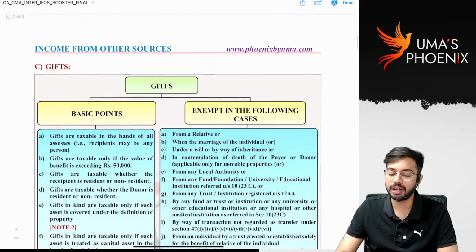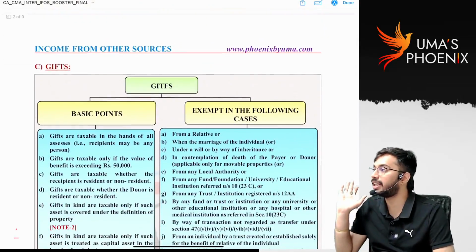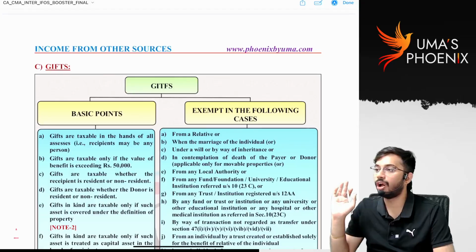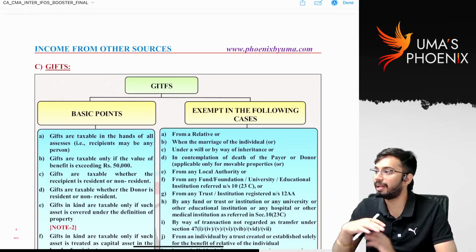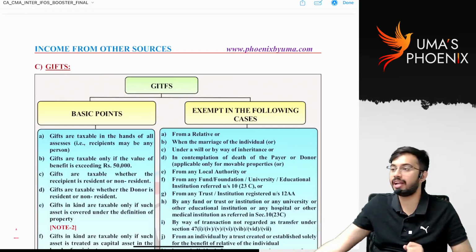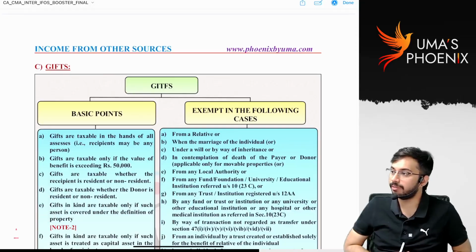The first important concept under other sources is the gift concept. Okay, a lot of weightage is there. The question can be asked in any way. The concept is a little bit complex. Many conditions are there. So listen very carefully. It will be very easy only.